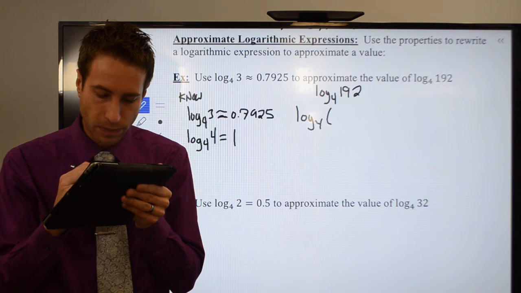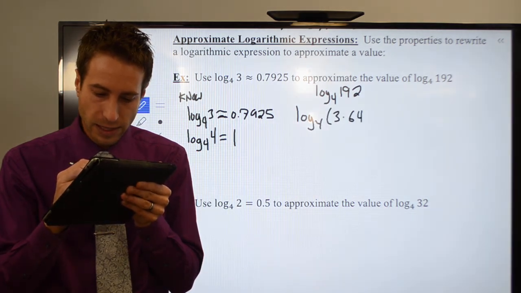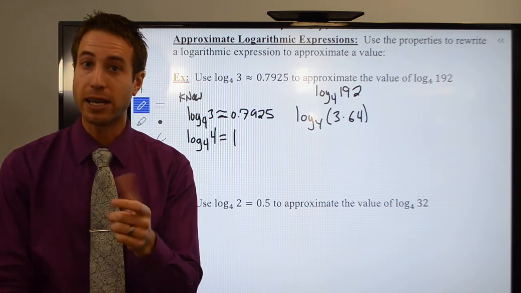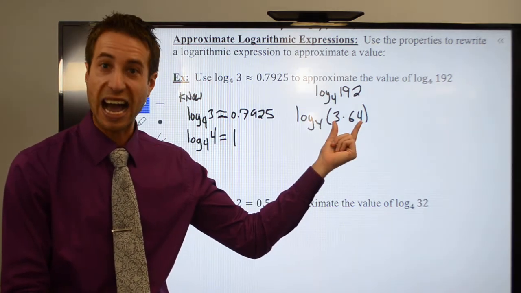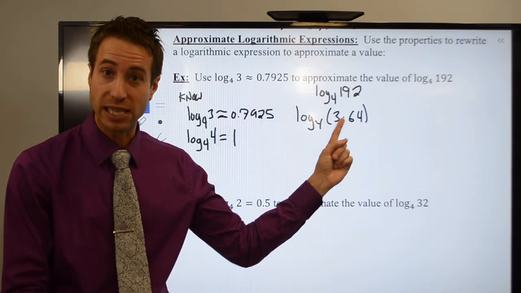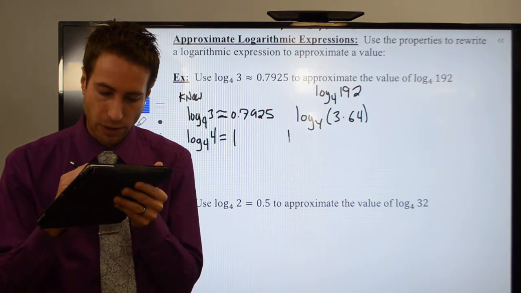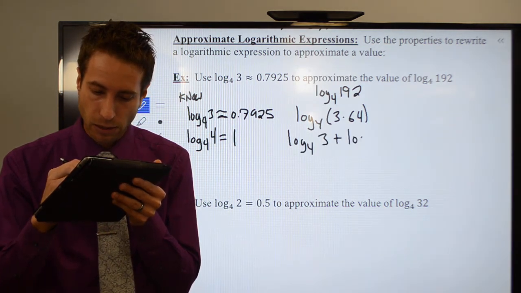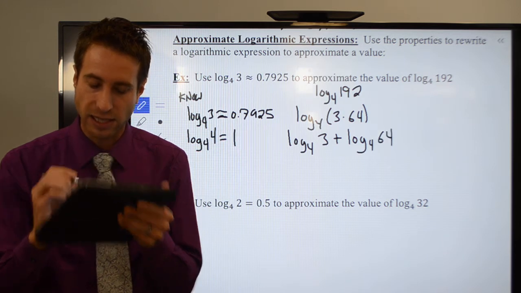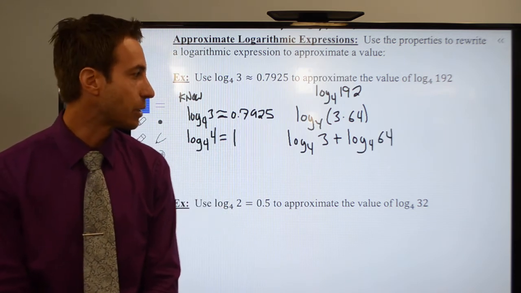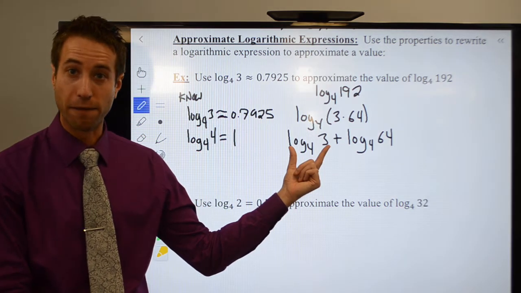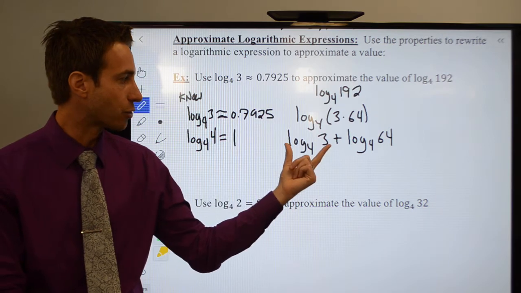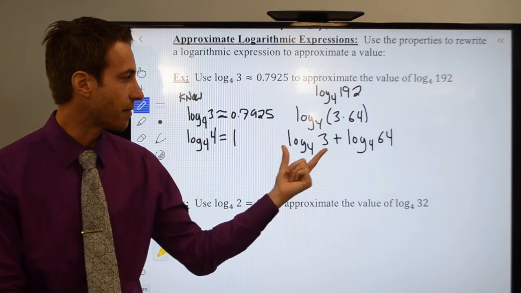So let's write that. Log base 4 of 3 times 64. Well, now we come to the product property of logarithms, which says if I have a product, I can split them up using addition. So I'll have the log base 4 of 3 plus the log base 4 of 64. Hopefully you can kind of see where this is going. Right here, log base 4 of 3, well, I know what that is. I gave it to you. It's 0.7925.